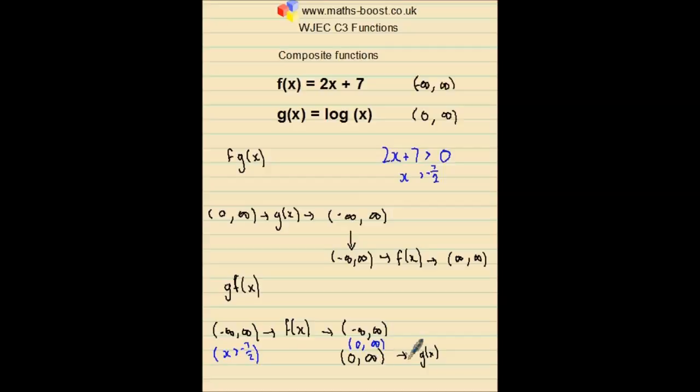And feeding that in, I check what's the range of this function when the domain is between 0 and infinity, and I get minus infinity to infinity. So that's my new function, and its domain will be x greater than minus 7 over 2, and its range minus infinity to infinity. But lay it out like this and you can see what's going on.